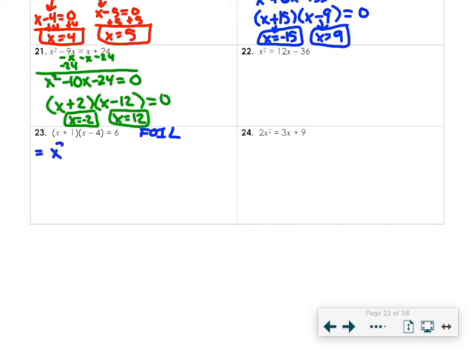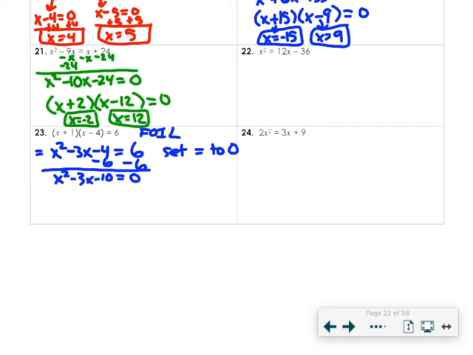If you FOIL this, it's going to be x squared. You're going to get a negative 4x and a positive 1x that will make negative 3x, and then a negative 4, 1 times negative 4. That's equal to 6. I need to move the 6 over. Set equal to 0. And then that's going to give me x squared minus 3x minus 10 equals 0. Now I'm going to factor.